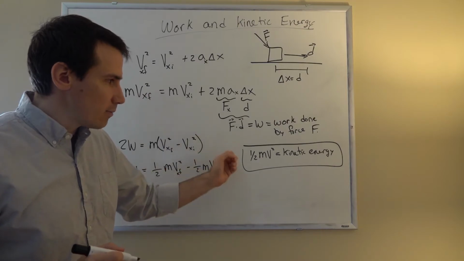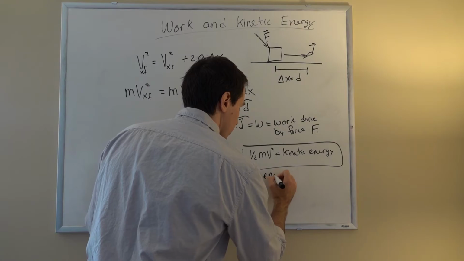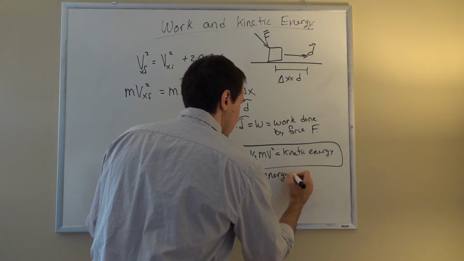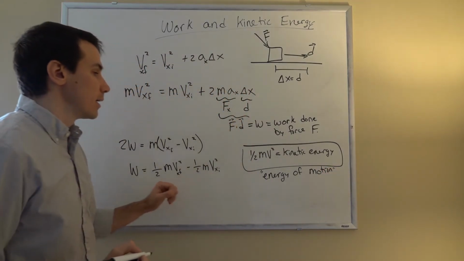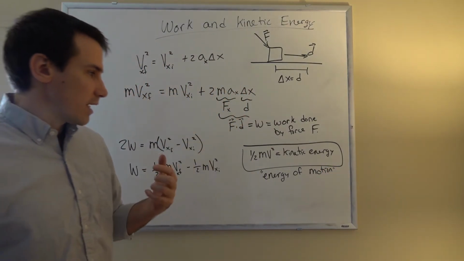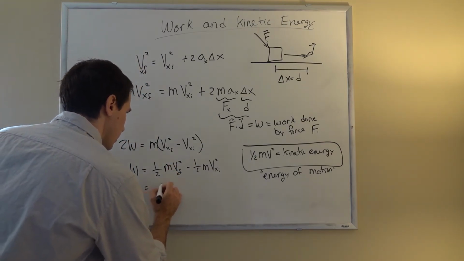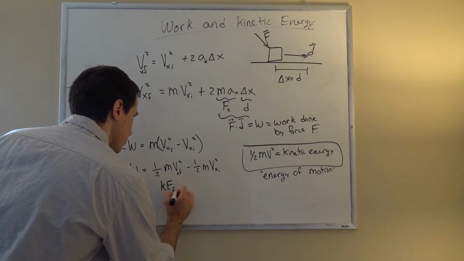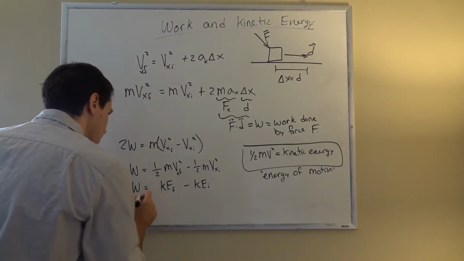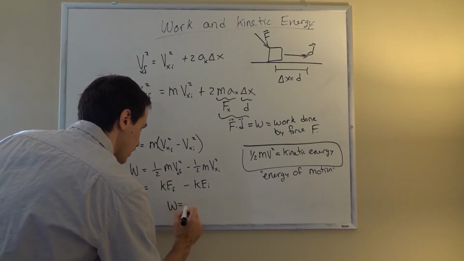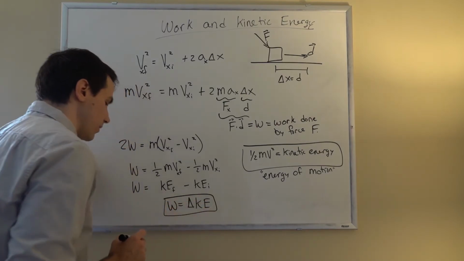That is, how much energy of motion does the object have? So the kinetic energy is called the energy of motion, and the equation 1/2 mv squared gives you its value. So this looks like the final kinetic energy minus the initial kinetic energy. So we can write that the work done equals the change in the kinetic energy of a system.